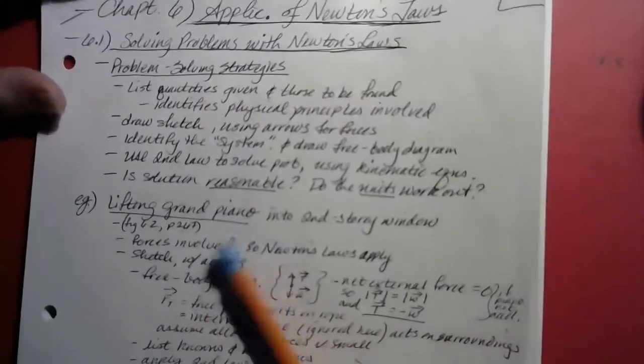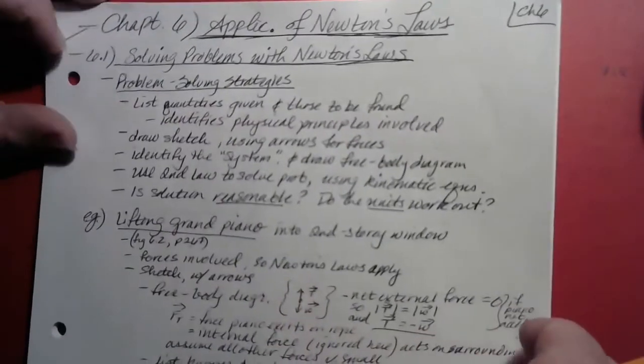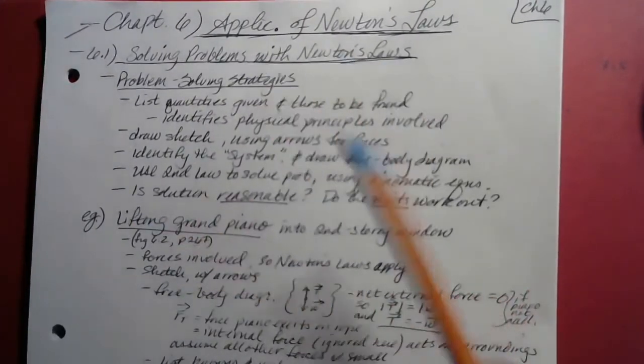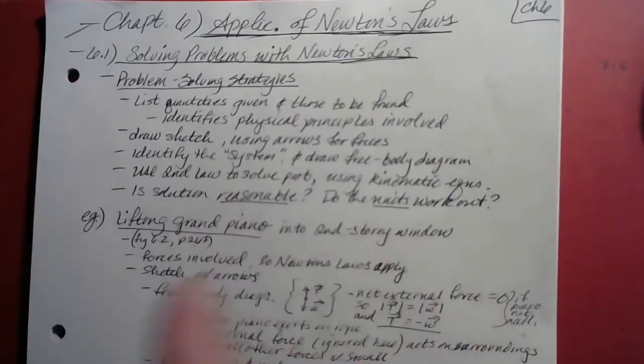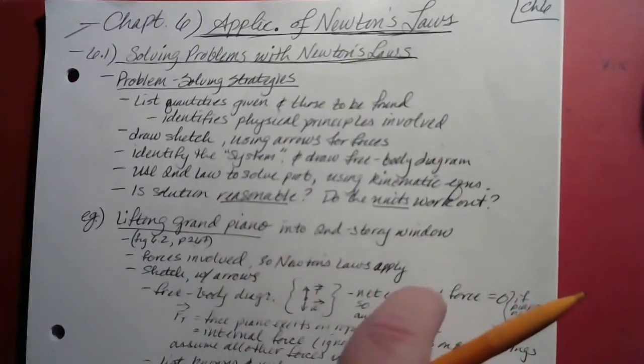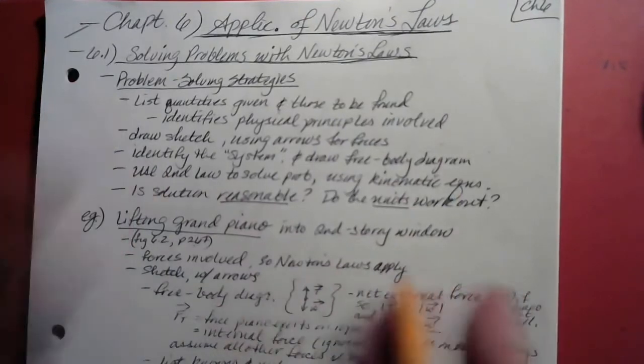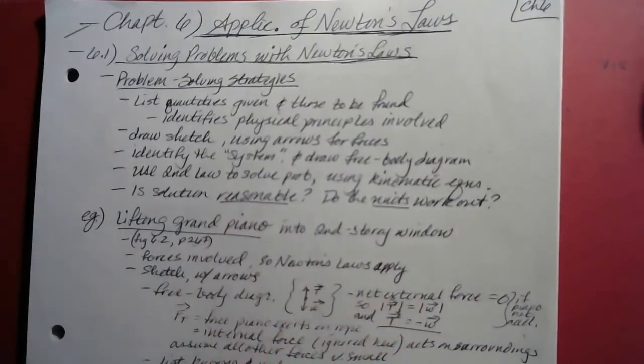All right, well, here we are at the beginning of chapter 6. In chapter 6, we basically go into greater depth applying Newton's laws, the laws that we learned in the last chapter. Some of them involve problem-solving approaches. Some of them just involve applying them to situations that are a little more complicated than we may have seen before. It starts out with solving problems with Newton's laws.